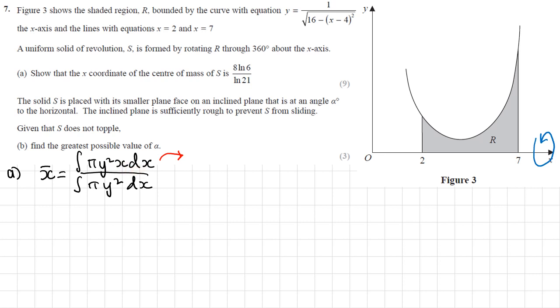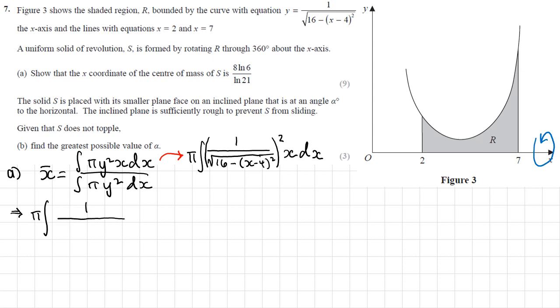Right, so let's start by bringing across the constant, which is going to be pi. And so we've got y squared, so that's going to be 1 over the square root of 16 minus (x minus 4) all squared. And that is going to be squared, so there's my y squared. That's going to get times by x dx. So we'll carry on down here and simplify that. So if I'm going to square this, I'm going to get 1 over, and then I get rid of this square root. So it's going to be pi times the integral of 1 over 16 minus (x minus 4) all squared times x dx. So I can put that x at the top like that.